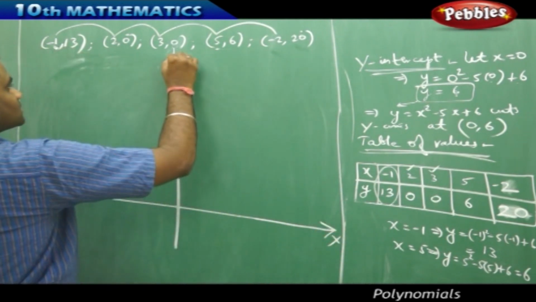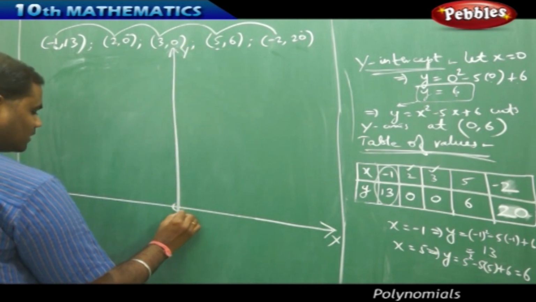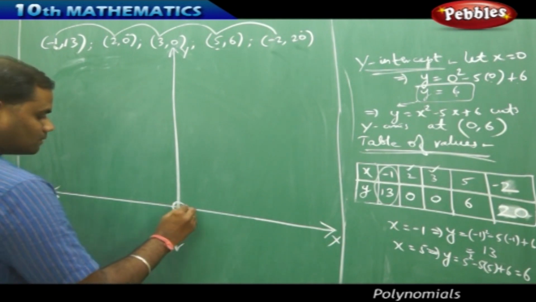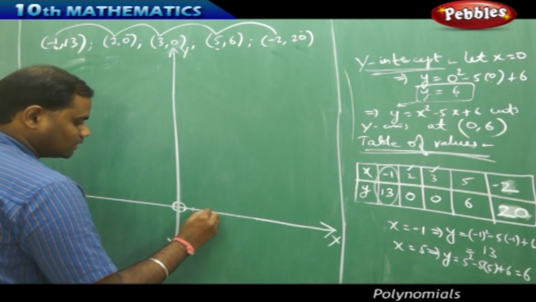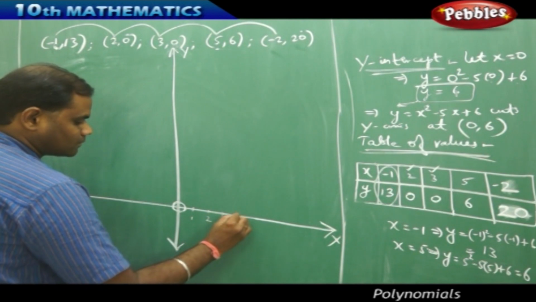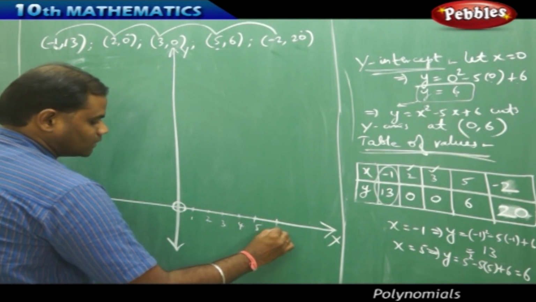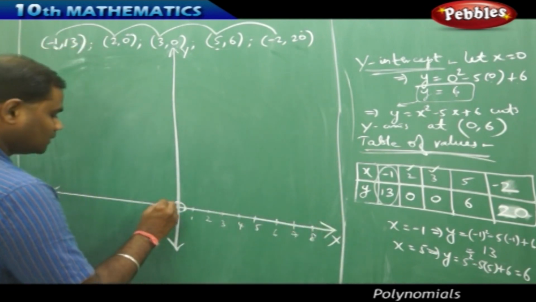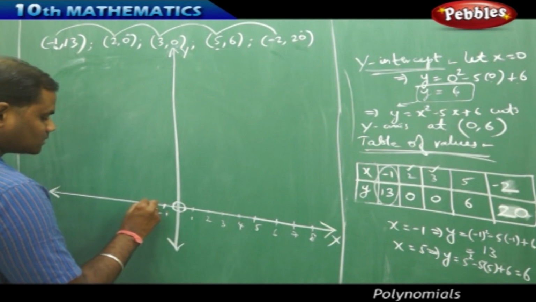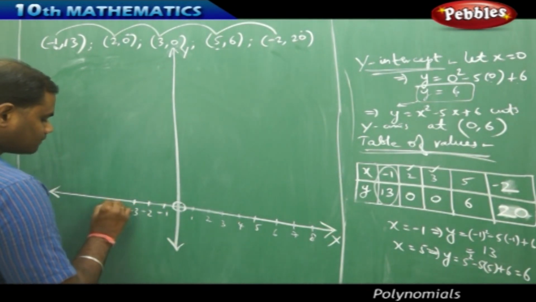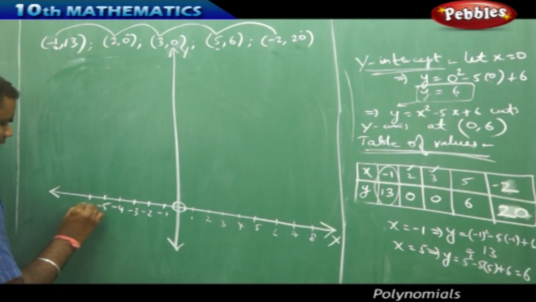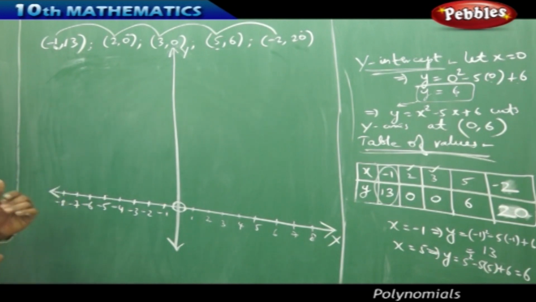This is the x-axis and this is the y-axis and this is the origin, and here is how I get this. To start with, I just take 1, 2, 3, 4, 5, 6, 7, 8, etc. Then on the negative side, I get -1, -2, -3, -4, -5, -6, -7, -8, and so on and so forth.